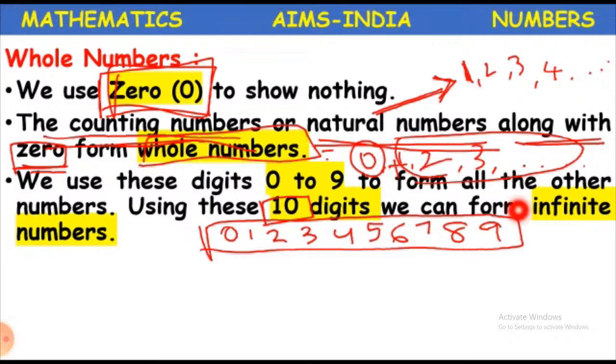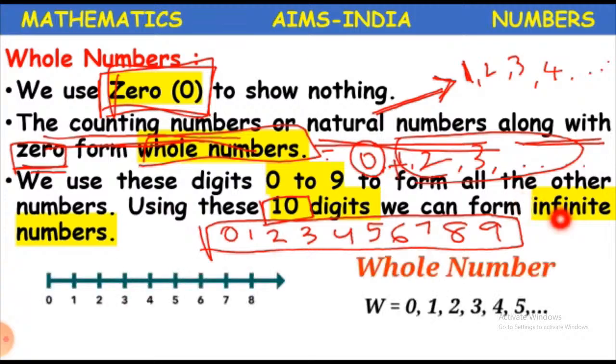What does infinite here mean? Infinite means many, many, many, more than many. Like the number of stars in the sky. How many stars do we see in the sky? We see many, many stars which we cannot count. Those are called infinite numbers. So using only these 10 digits, we can form infinite numbers.